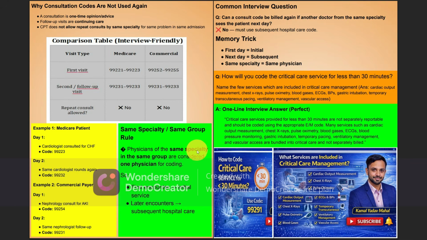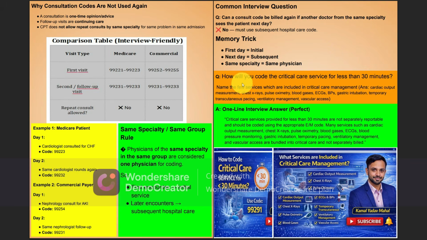Physicians of the same specialty in the same group are considered as one physician for the coding. First day initial services; later, second day or next day, subsequent hospital care. Common interview question: can a consultation code be billed again if another doctor from the same specialty sees the patient the next day? Answer is no, must use the subsequent hospital care code. Memory trick: first day initial, next day subsequent, same specialty same physician.